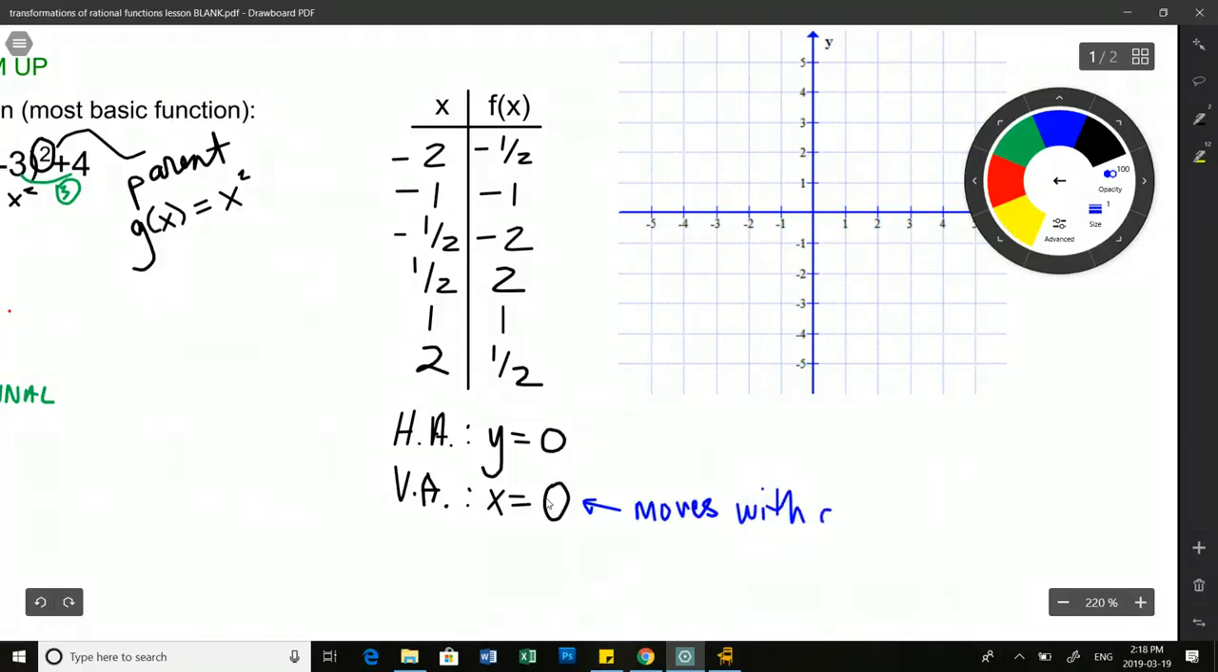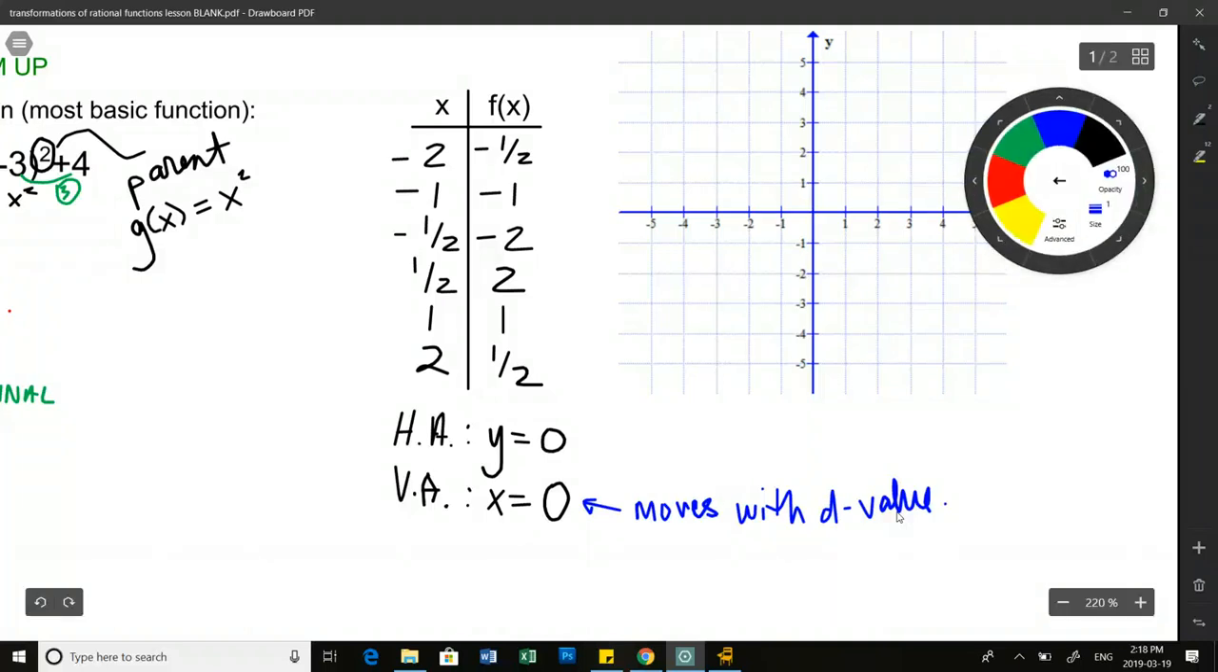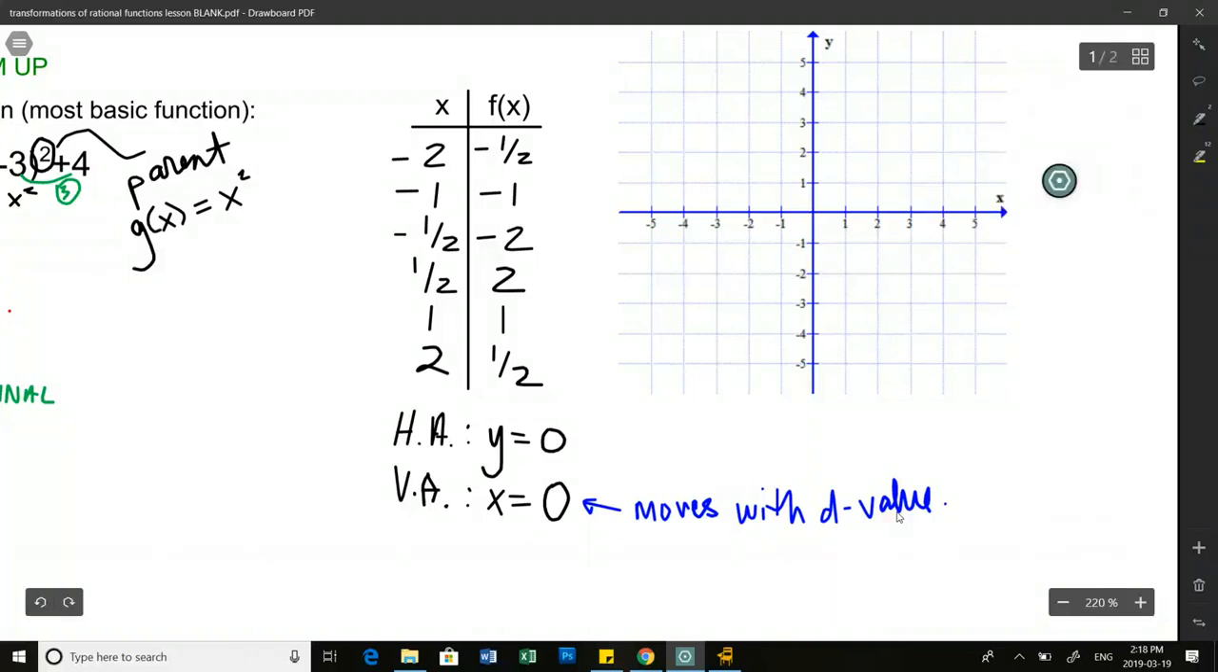So if I have a d value shift, my vertical asymptote will shift that many units as well. And then again, if we imagine our horizontal asymptote, if I move horizontally, that stays at the same location. But if I move vertically, my horizontal asymptote will move as well. So the horizontal asymptote actually shifts with the c value.